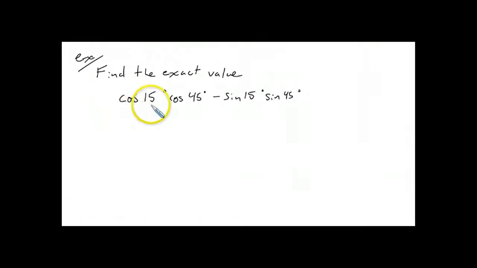Moving right along. I have cosine, cosine, sine, sine, so this looks similar to my cosine one. So I'm going to say that this is cosine of my first angle, opposite of the sine, so plus the other angle. Well, then that's really just cosine of 60 degrees.